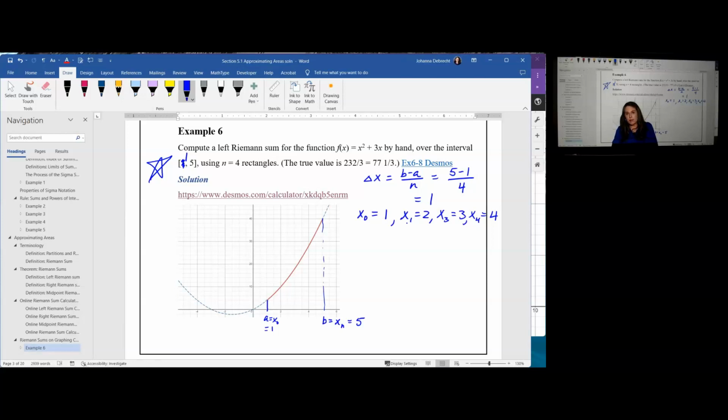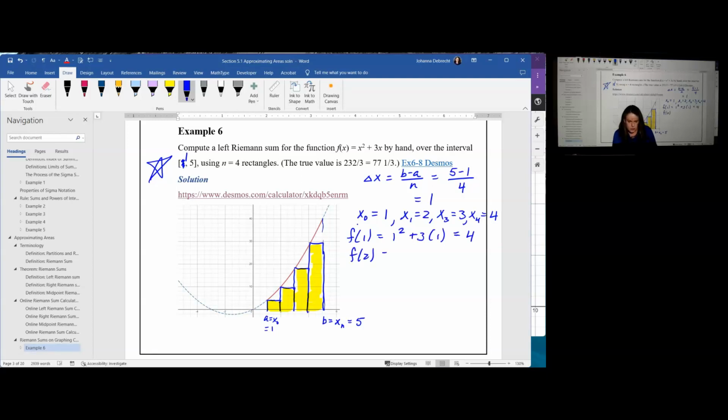Now, in order to find an approximation for the area under the curve using rectangles, I'm going to use the height at the left point to draw rectangles. I'm approximating the area under the curve from 1 to 5 with the approximation of the yellow shaded area in the rectangles. To do this, I need to compute the area of each individual box. In this case, I need to know what f of 1 is, f of 2, f of 3, and f of 4. F of 1, in this case, is going to give me 4.